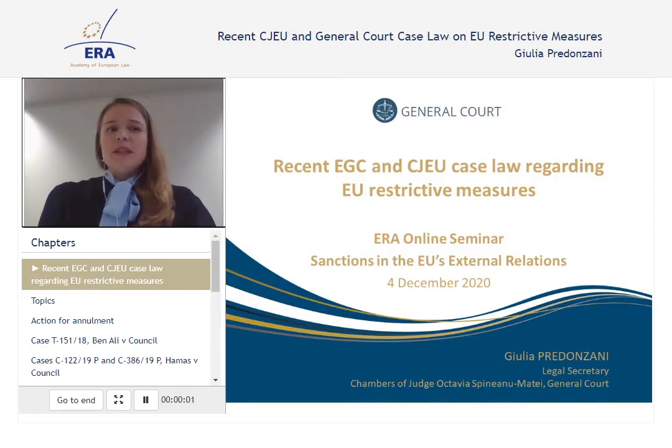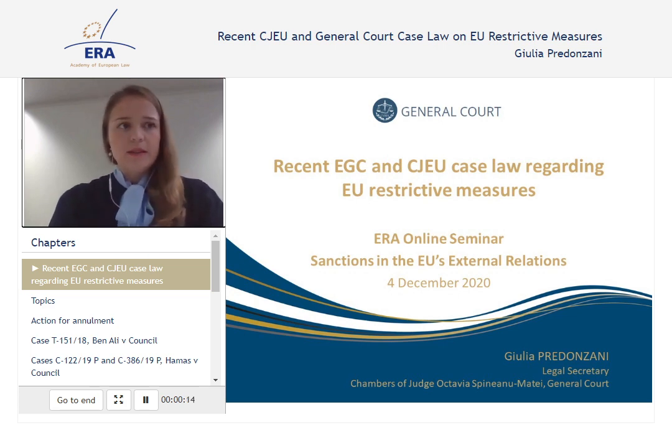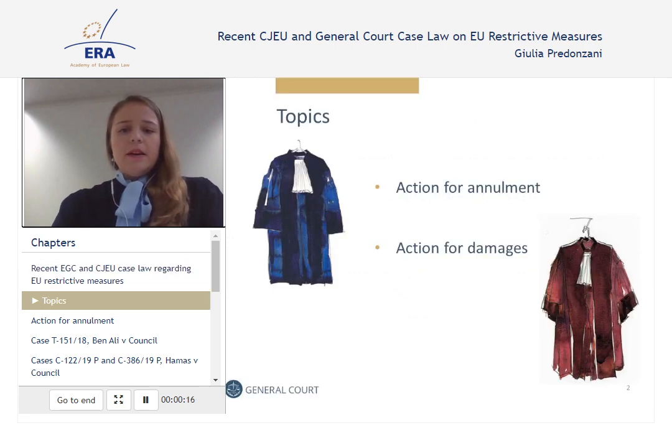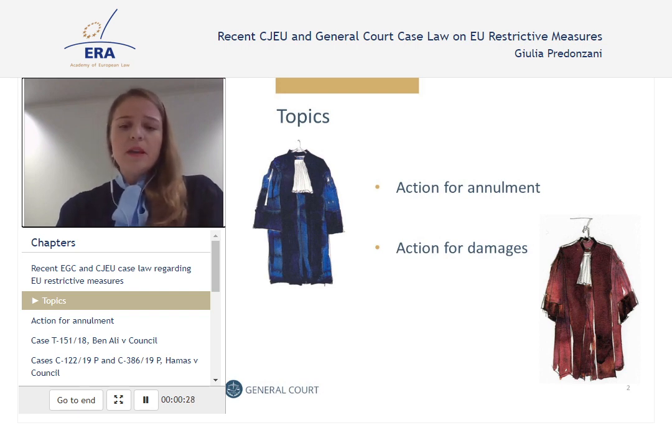Today we will go through some of the most recent judgments delivered by the Court of Justice and the General Court, and I will focus on those which I believe bring new elements to the debate, or at least consolidate the already existing ones. As a general subdivision, I will distinguish between the two main types of actions when it comes to EU sanctions. The first is the action for annulment, of course, and the other is the action for damages.